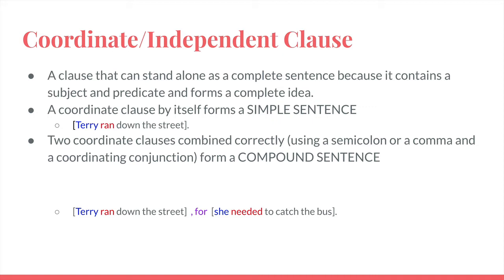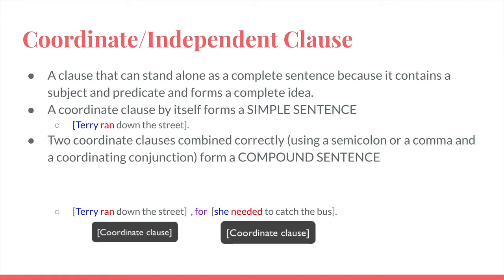Now, if you want to put two coordinating clauses together and you want to combine them correctly using either a semicolon or a comma and a coordinating conjunction, then you will form a compound sentence. For example, if you say, Terry ran down the street, comma, for she needed to catch the bus, you have two complete sections, two coordinate or independent clauses, combined using the wonder twins, which is a comma and a coordinating conjunction, so you have formed a compound sentence.